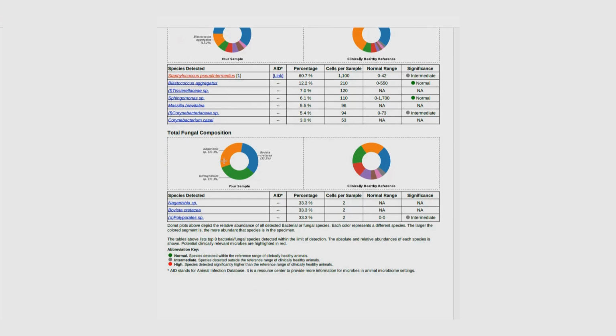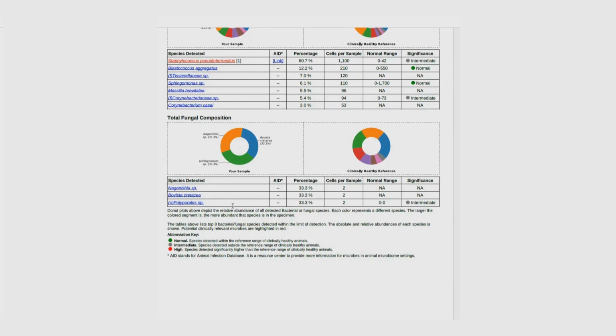Just below the bacterial composition, we show the total fungal composition. Now, there were no fungal pathogens indicated in this test, but there were still fungal commensals that we identified, including Naganishia and Polyporus.